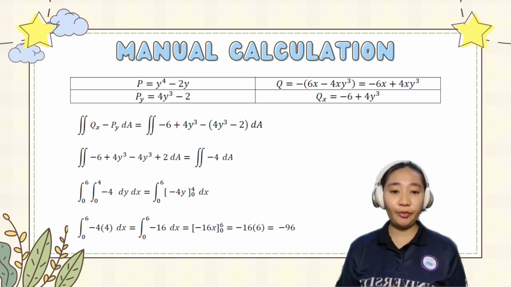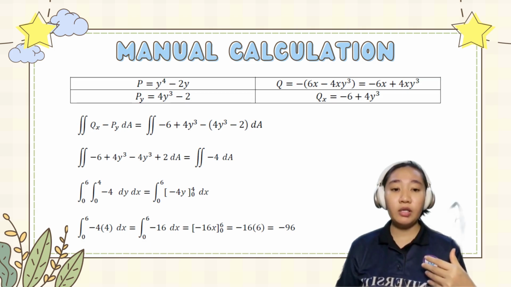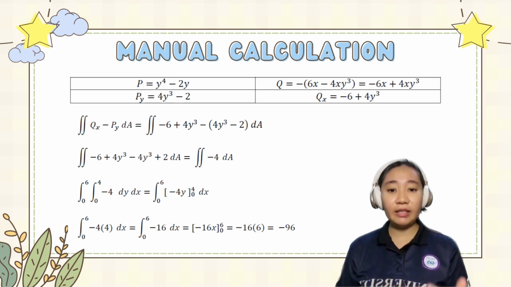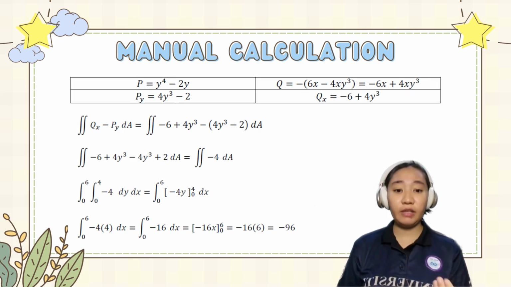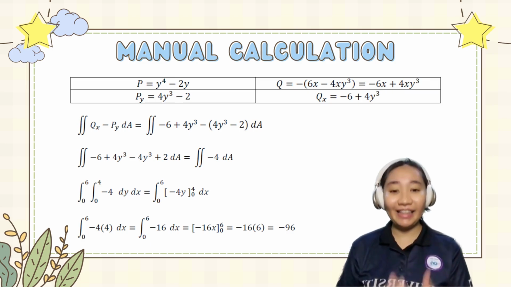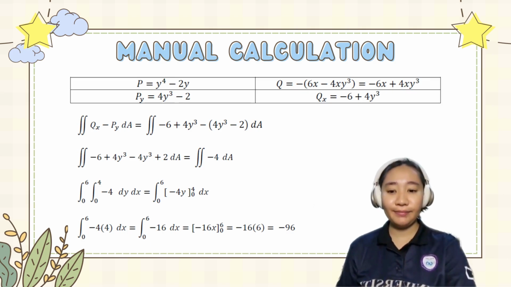Now we integrate with respect to y from 0 to 4, then with respect to x from 0 to 6. Integrating negative 4 with respect to y from 0 to 4 gives us negative 16. Then integrating negative 16 with respect to x from 0 to 6 gives us negative 16 times 6, which equals negative 96. So the value of our line integral evaluated using Green's theorem is negative 96.